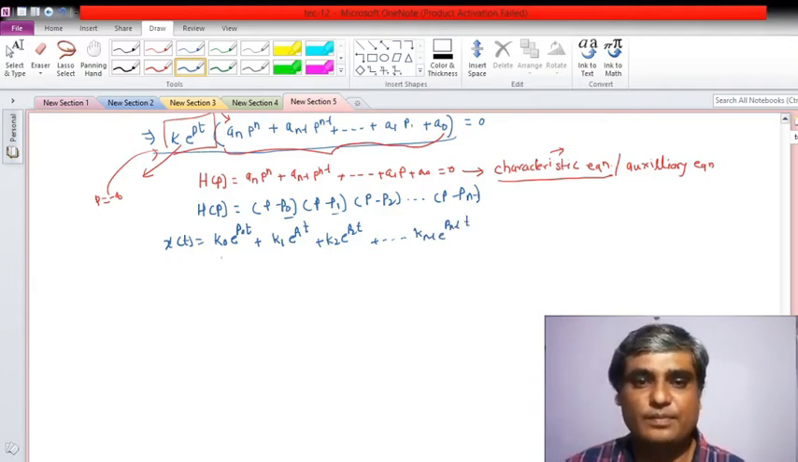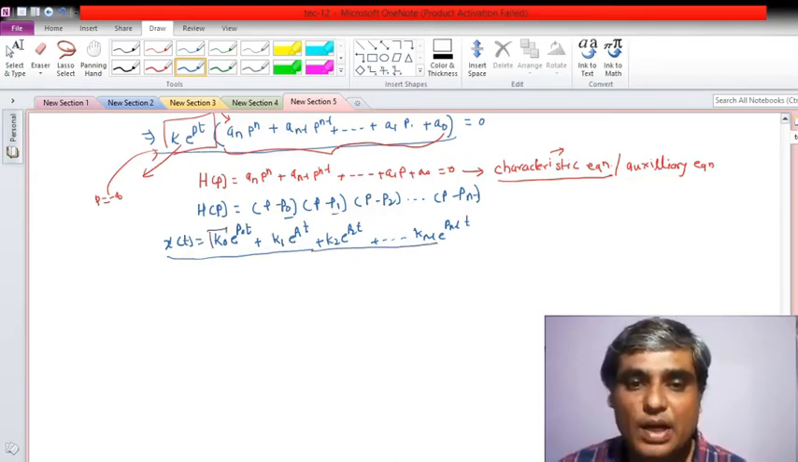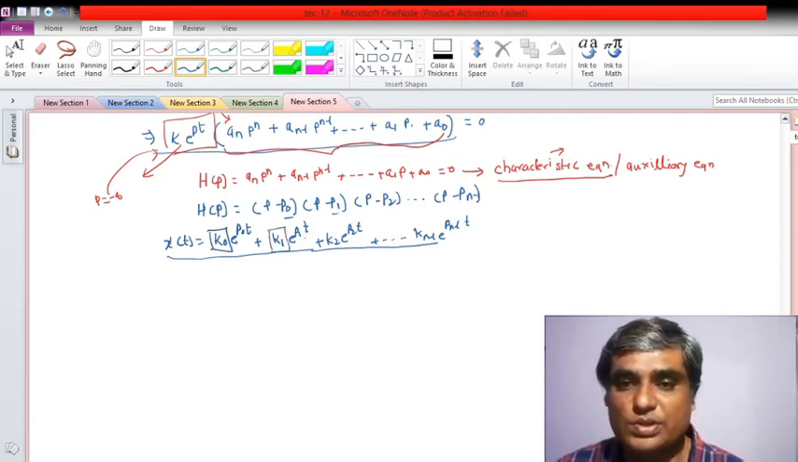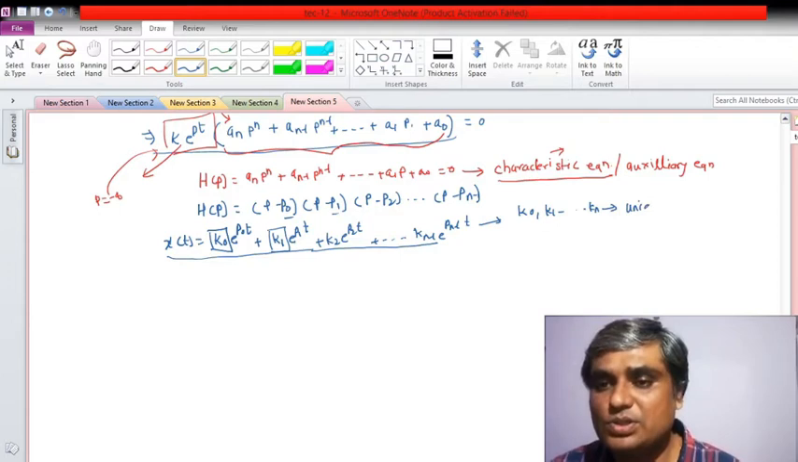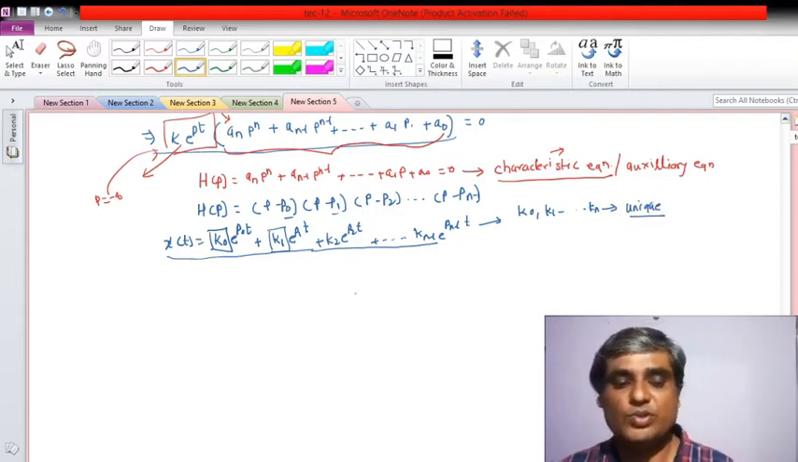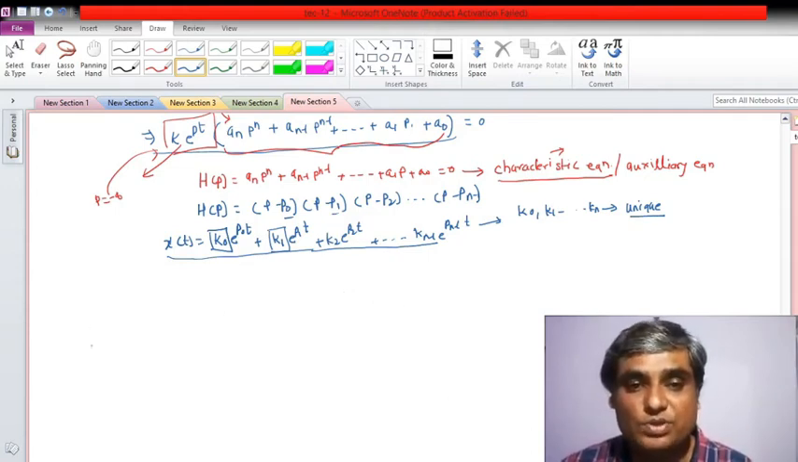Now what is important, this will be the general solution, but the solution will be unique only when I am able to find out these constants. So the constants k0, k1 to k_(n-1) indicate the uniqueness of the solution. Now the question is how to find out k0, k1, k2. In order to find them, I need some additional information to compute the n coefficients.